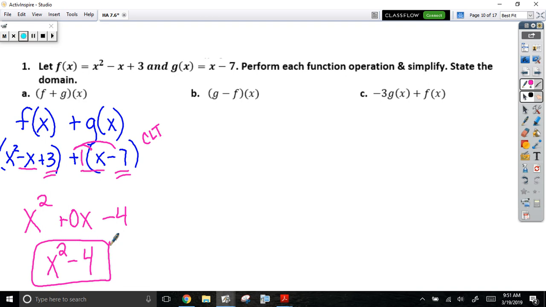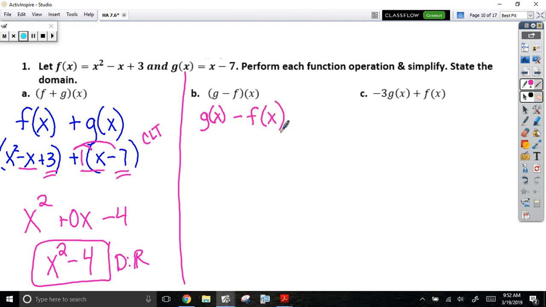Notice for the domain, do we have a square root? Do we have a denominator? So the domain is all real numbers. The next one is subtraction. Notice the order switched this time. It's g of x minus f of x.